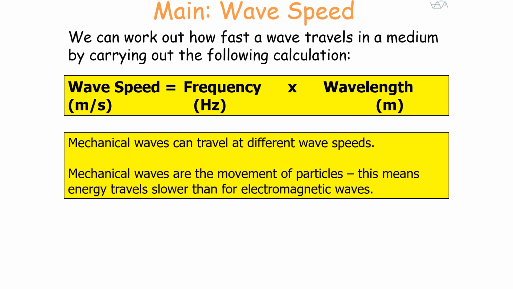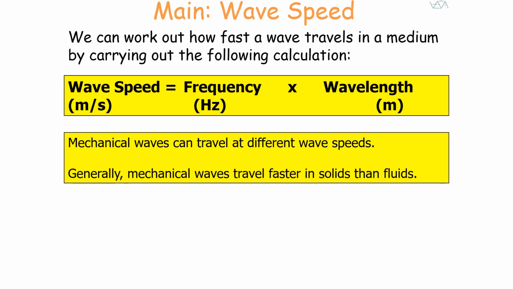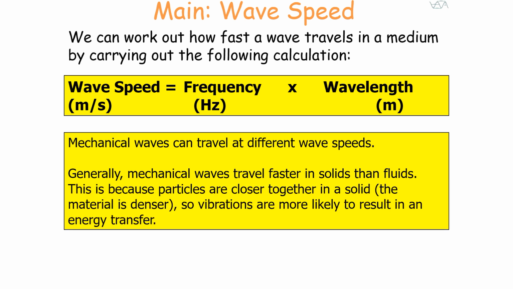Now mechanical waves can travel at different wave speeds. Mechanical waves are movements of particles, so this means that energy travels slower than for electromagnetic waves, and the mechanical wave speed depends on the mass of the particles moving and the density of the material. Generally we find that mechanical waves travel faster in solids than they do in fluids. That's because the particles are closer together in a solid because the material is denser, so the vibrations are more likely to result in an energy transfer.